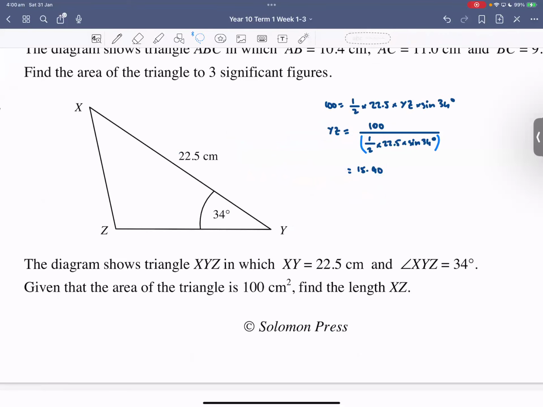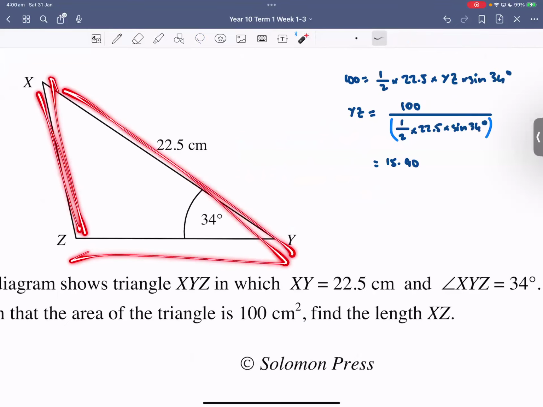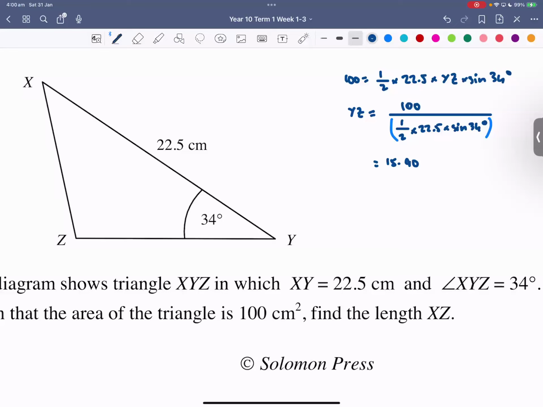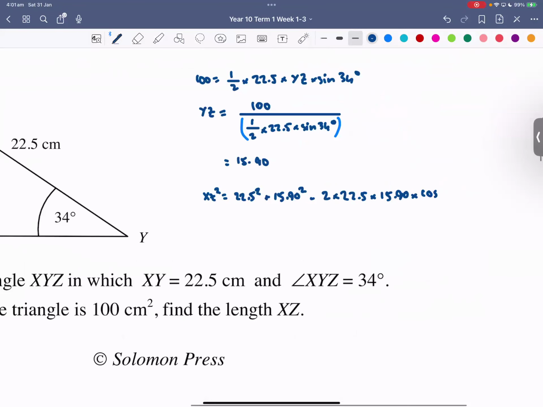15.895. That's not what the question wants. The question wants the length of XZ. What rule do I use now that I've got these two sides? Now I use the cosine rule. XZ squared equals 22.5 squared plus Ans squared minus 2 times 22.5 times Ans times cos 34. I hope everyone is writing Ans squared and not 15.90, because that's been rounded. You're not going to be using a rounded value because it just carries through the error.